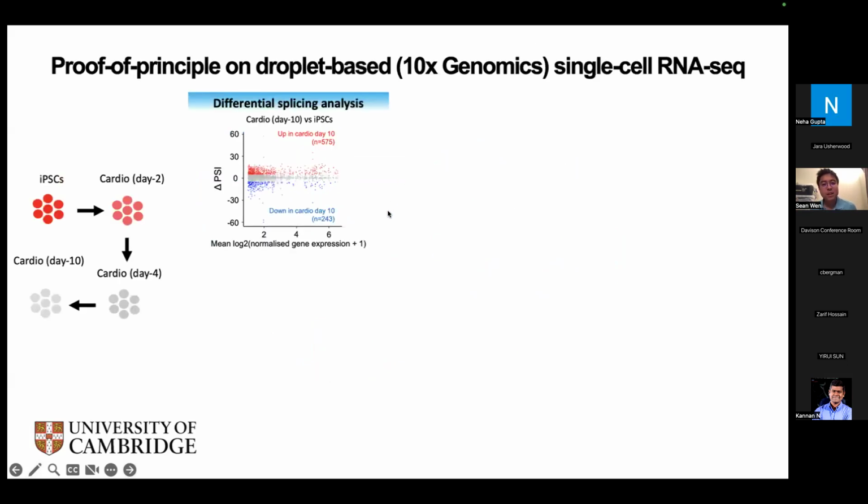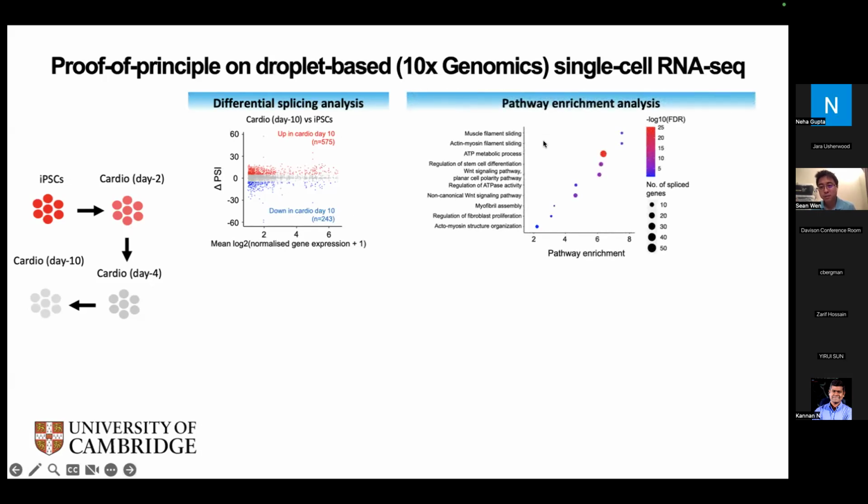Over here, the application for Marvel on droplet-based single-cell RNA sequencing would be on stem cells being differentiated into cardiomyocytes across different durations, so 2 days, 4 days, and 10 days old. We begin with differential splicing analysis, and you can see that there are 575 splice junctions that are upregulated in cardiomyocytes day 10 versus stem cells. And there are 243 splice junctions that are downregulated in cardiomyocytes day 10 versus stem cells.